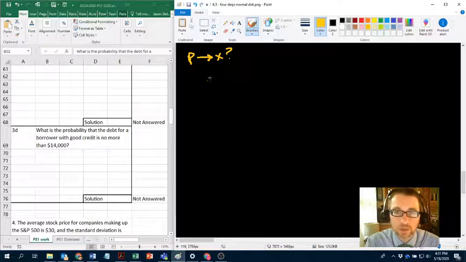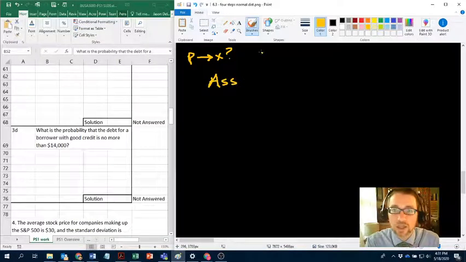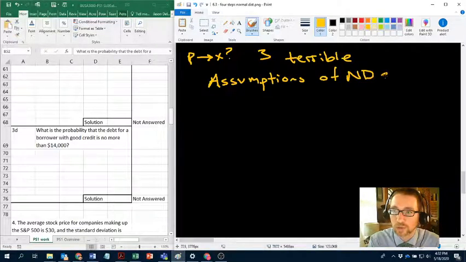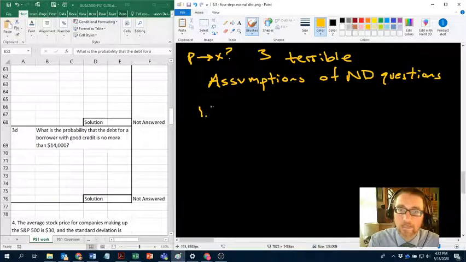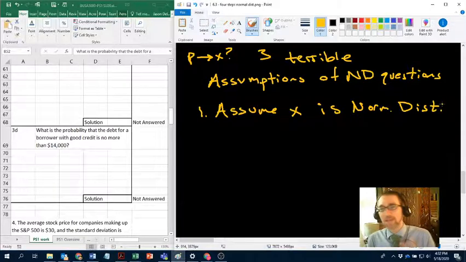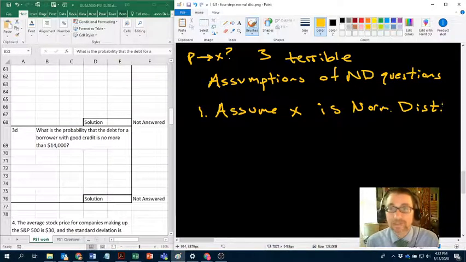The last thing I want to leave you with is assumptions. So we made three terrible assumptions anytime we're using normal distribution questions. They're fine in that they make the questions easier, but they're bad in the long run. The first thing we assumed was in each of these cases that x was normally distributed, and that is just not generally true. There just aren't that many things in the world that are normally distributed. So if it turned out that we were limited to those cases, that'd be bad.